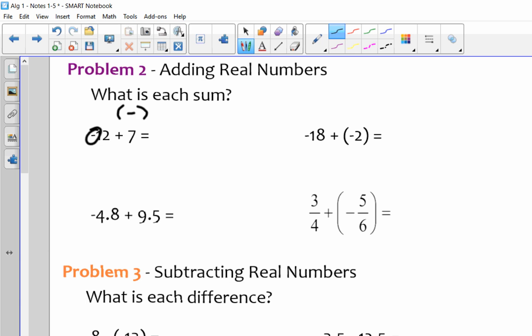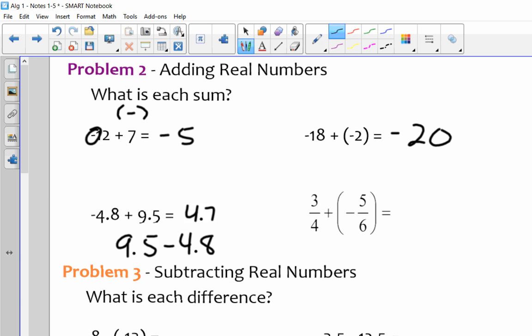So -12 plus 7 is a -5. All right. -18 plus a -2, if you remember from the previous one, I'm going to get a bigger negative number, so I get -20. Okay, 9.5 minus 4.8 is how I do it. So sometimes in my head, what I do is I just turn this around a little bit. Okay, and when I do that, then I should have gotten 4.7.